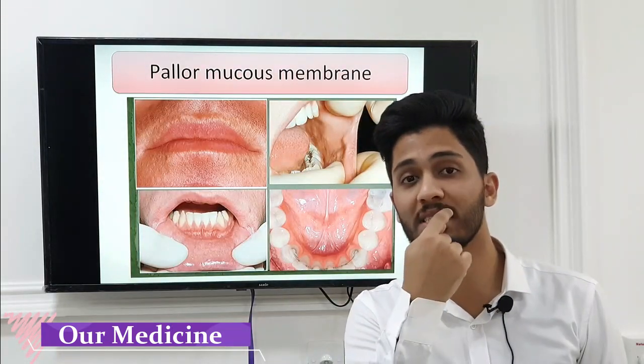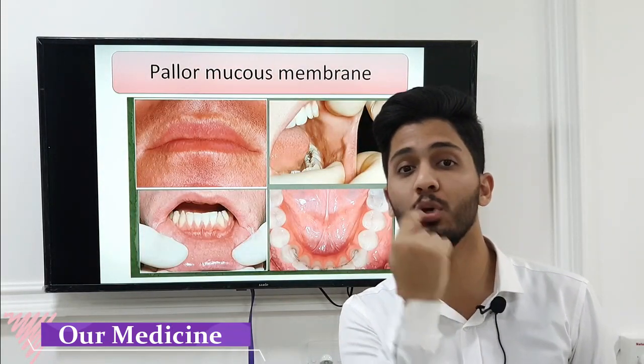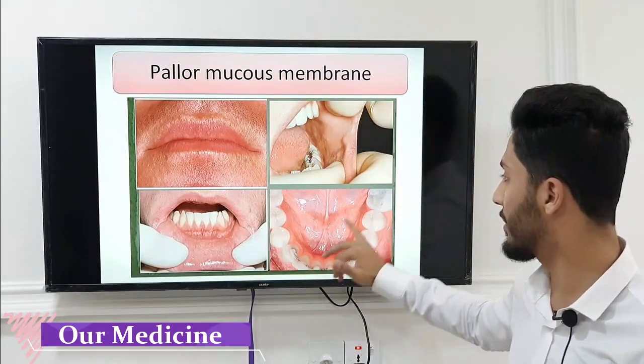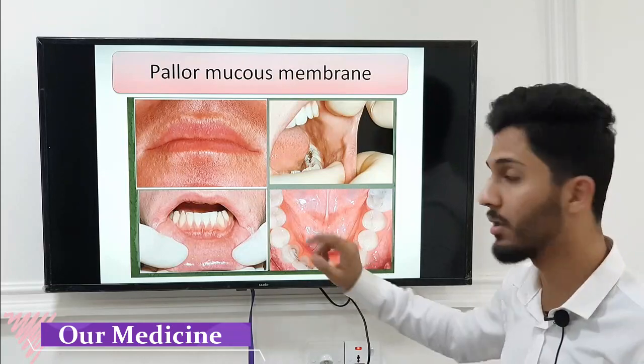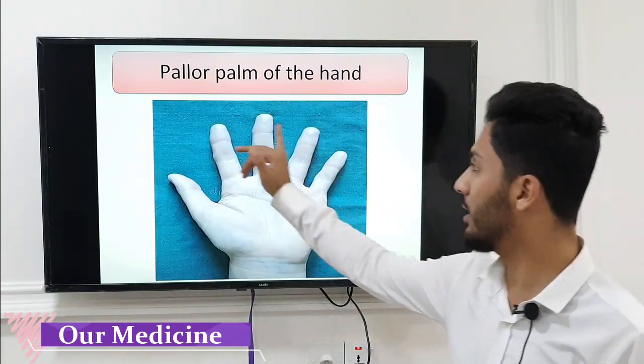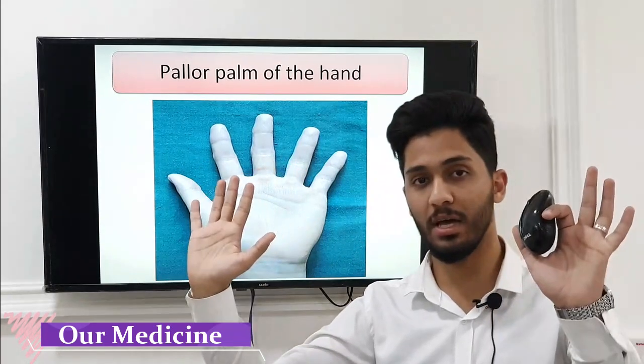Number two, the site for the pallor is the mucous membrane. Looking at the mucous membrane. This is the mucous membrane, pallor mucous membrane. This is the second site for pallor. And the third site for the pallor is the palm of the hand.